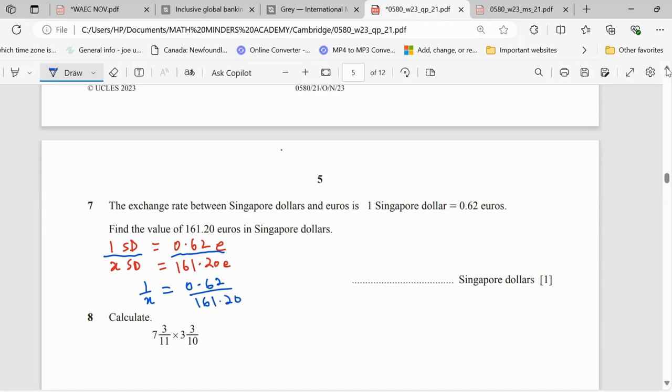161.20. So here, if we cross multiply, we are going to have 0.62x equals 161.20. That means x is going to be 161.20 over 0.62. This is 260, and we'll write it as 260 Singapore dollars. We proceed to the next question.